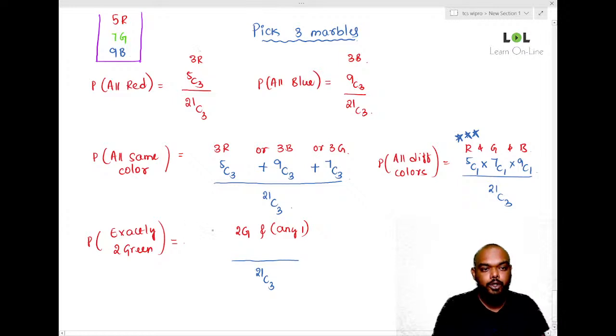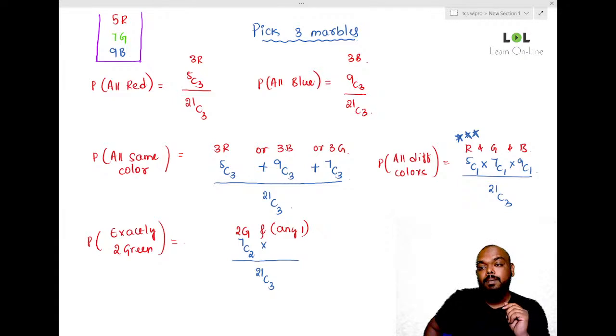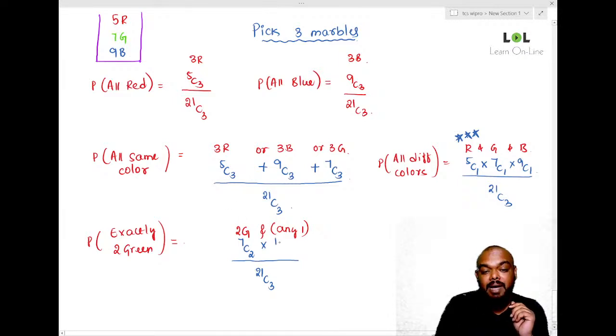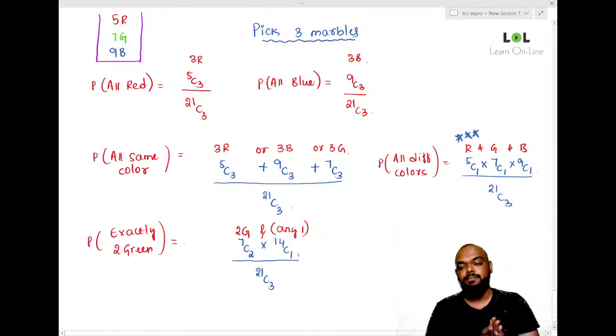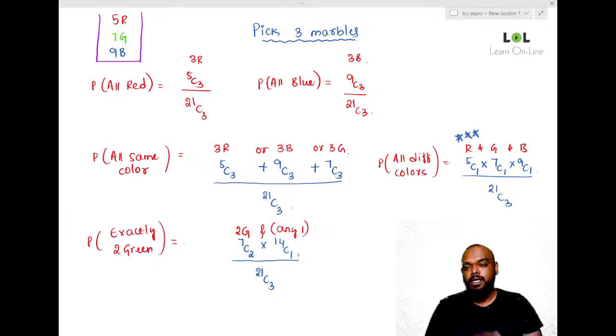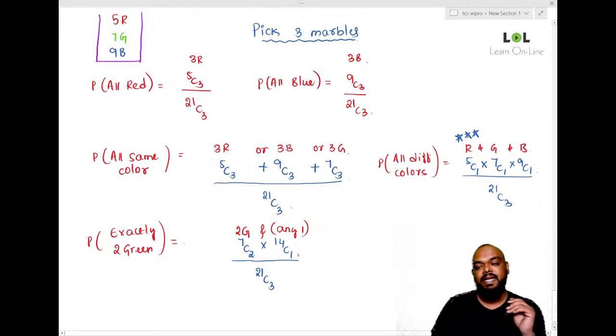Observe here. 2 green means pretty simple, that is 7C2. Now you need any one marble from blue or red. Blue and red together, how many are there? 14 are there. From those 14 marbles, you can get any one marble. So directly 14C1. Chandana and Naina, we can reduce it in this way. In the brackets what you wrote, 9C1 and 5C1, 9C1 is 9, 5C1 is 5, 9 plus 5 is 14. You'll get the same answer once again. But this is a smarter way of solving.